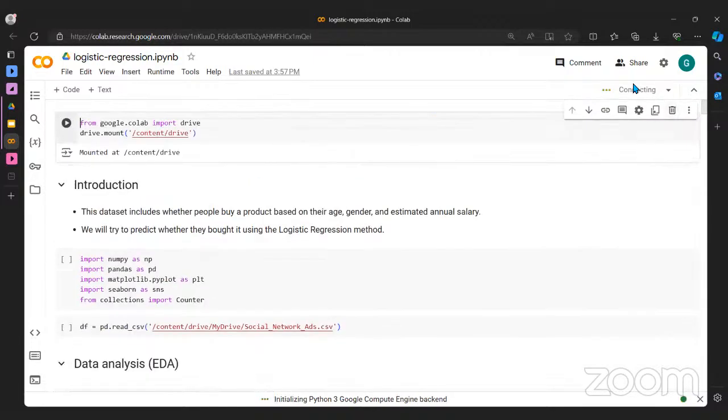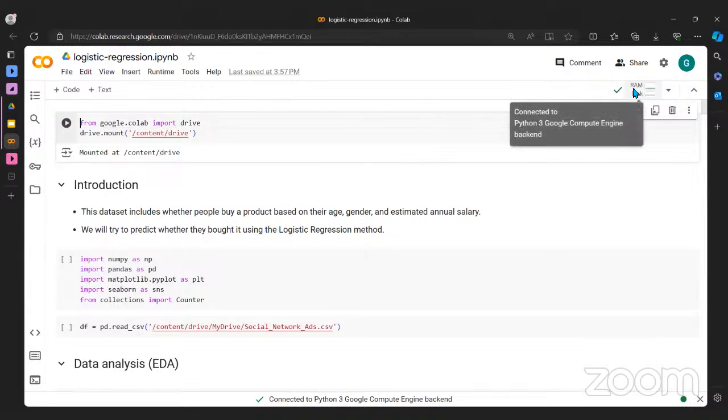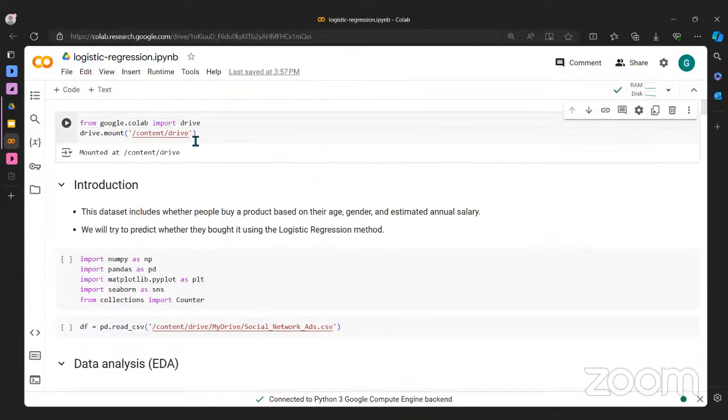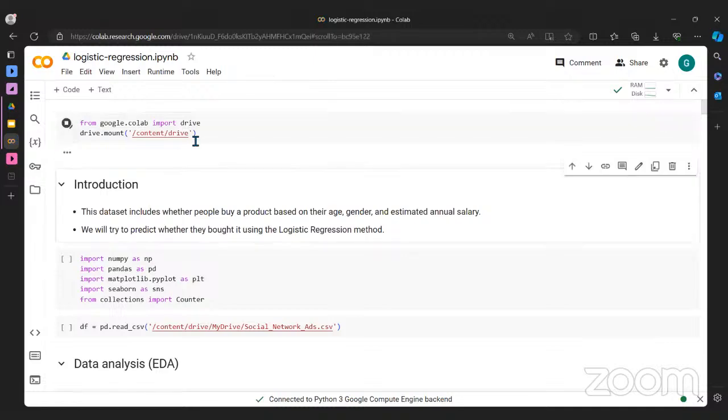So we just want to go through the practical process and see how this stuff works. Let me connect my instance. I'm working with the social network ads data. It's a very simple data set. We have the user ID, the gender, the age, the salary, and whether the person purchased something or not. This is what we are trying to predict: whether the person purchased or not purchased.